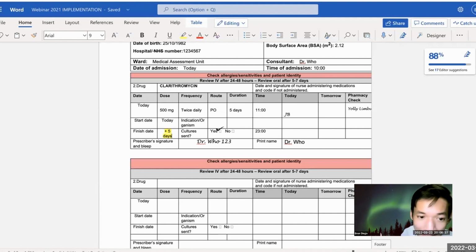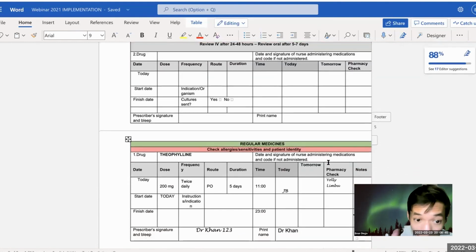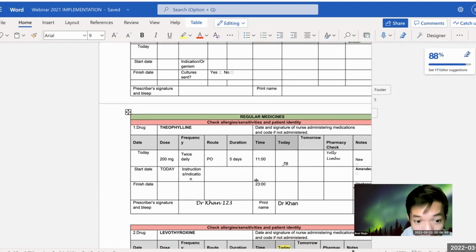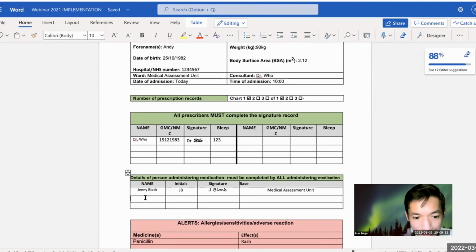So just to recap, for antibiotics, there's an end date. For regular medications, maintenance medication, if you don't see a finish date, that means it's still a valid prescription. You go back to your first page. So don't forget to write your name and your initial and then your signature. And of course, your ward. What's our ward? I think it's medical assessment unit. There you go. Wrong spelling.